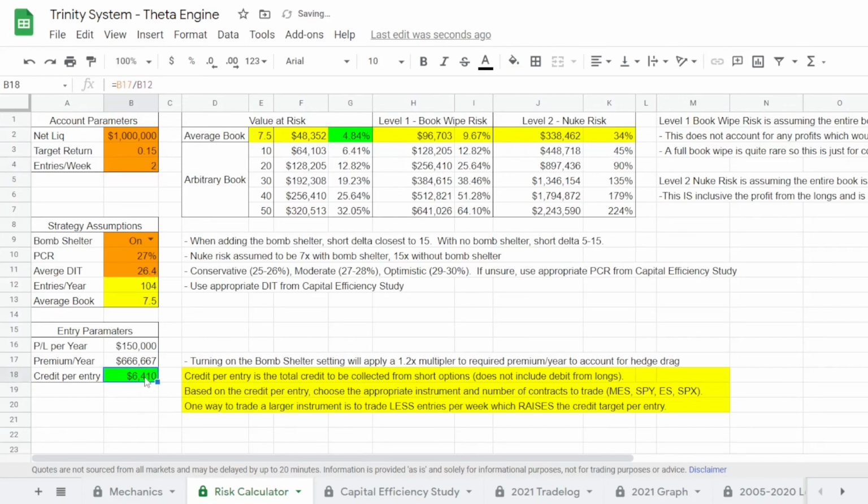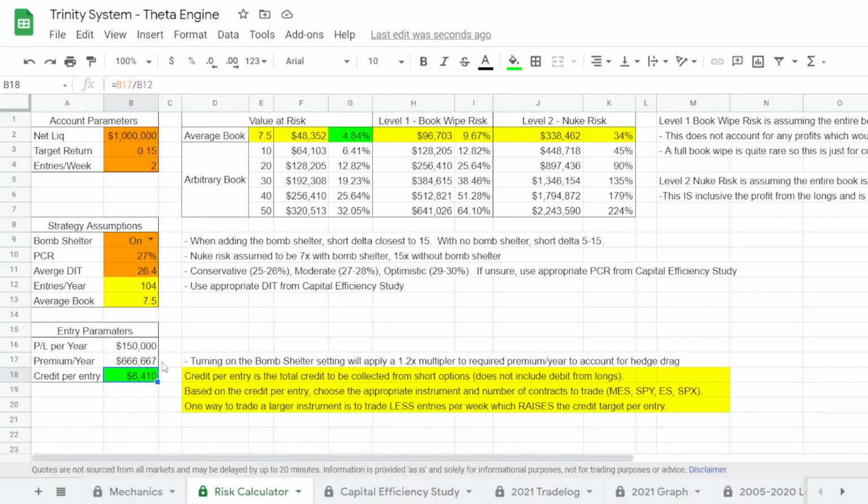So I kind of jumped the gun a little bit, but you can use this as one more degree of freedom to tailor the trade. For the same return target and the same PCR, it makes sense that if I want to capture X amount of premium, but I'm only selling 3 times a week, 2 times a week, as opposed to every day, I have fewer entries, right? And you'll see in the strategy assumptions, the entries per year goes down because I'm only doing twice a week, and the average book size goes down, right? The total premium I need to sell per year doesn't change, but because I have fewer entries, the credit I need to sell per entry goes up, right?